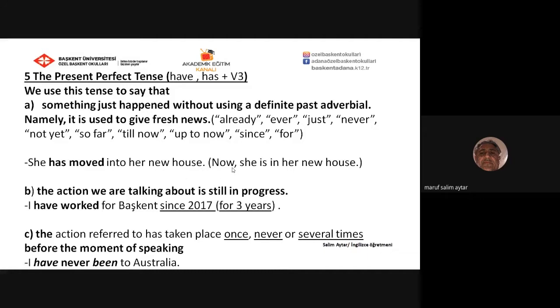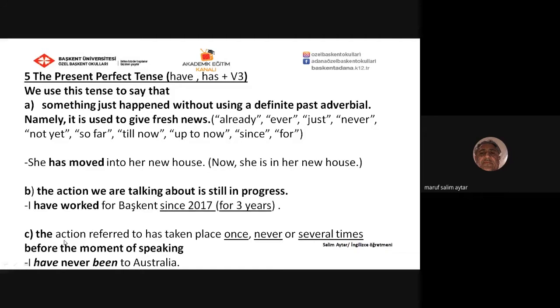We use it at the same time to talk about the action we're talking about is still in progress. Like, I have worked for Başkent since 2017. Okay, this suggests that I'm still working there.